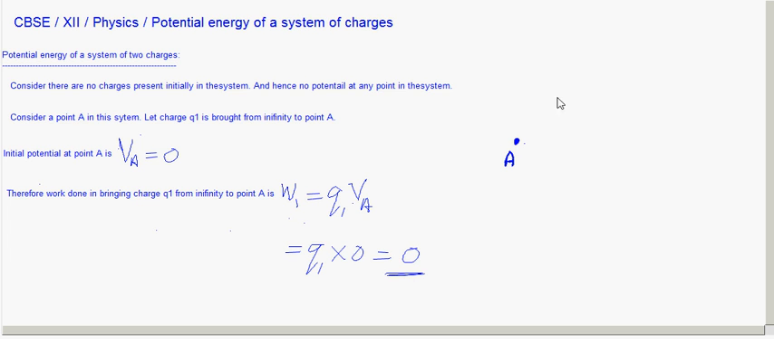Now, we brought q1 from infinity to A. Now consider another point B, which is at a distance R12 from A. Consider another point B at a distance R12 from the point A.